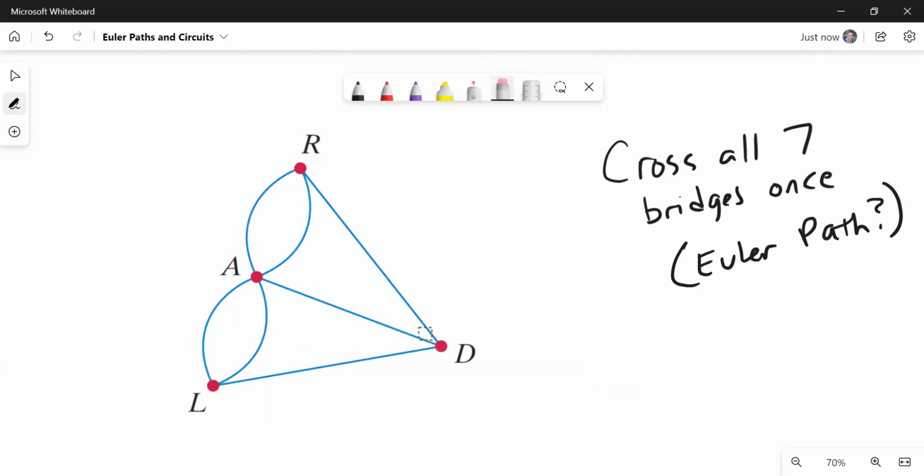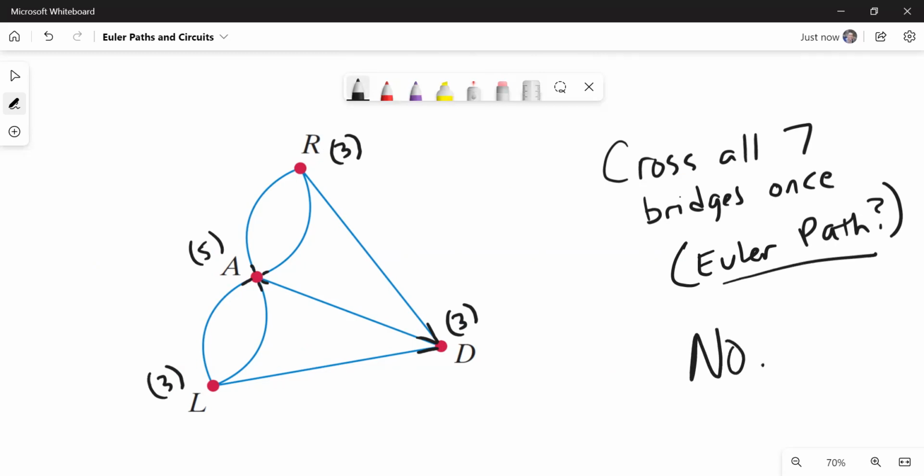Notice that D on the far right has 1, 2, 3, has degree 3. L has degree 3. That's already 2 odds. R has degree 3. That's 3 odds. And A actually has degree 5. That's 4 different odds. So is there an Euler path? No, it's not possible because we have more than 2 odd degrees. All right. We have actually 4 of them. So it is not possible. You cannot find an Euler path.